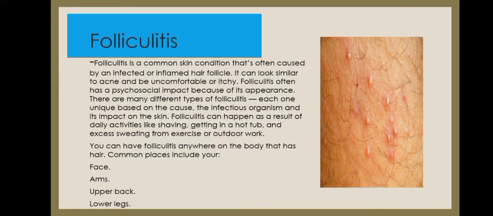There are many different types of folliculitis, each one unique based on the cause, the infectious organism, and its impact on the skin. Folliculitis can happen as a result of daily activities like shaving, getting in a hot tub, and excess sweating from exercise or outdoor work. You can have folliculitis anywhere on the body that has hair, and common places include your face, arms, upper back, and lower legs.